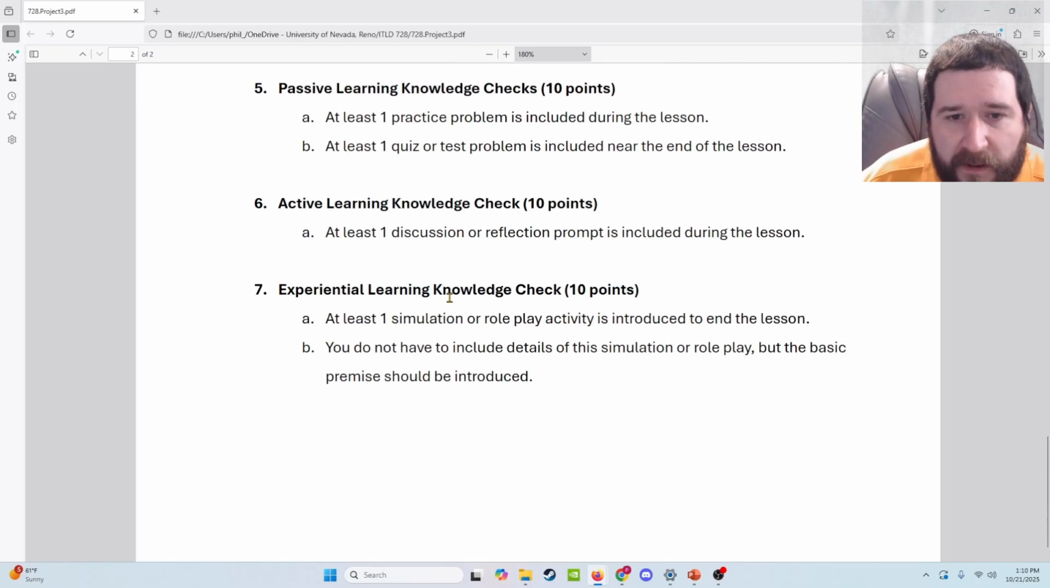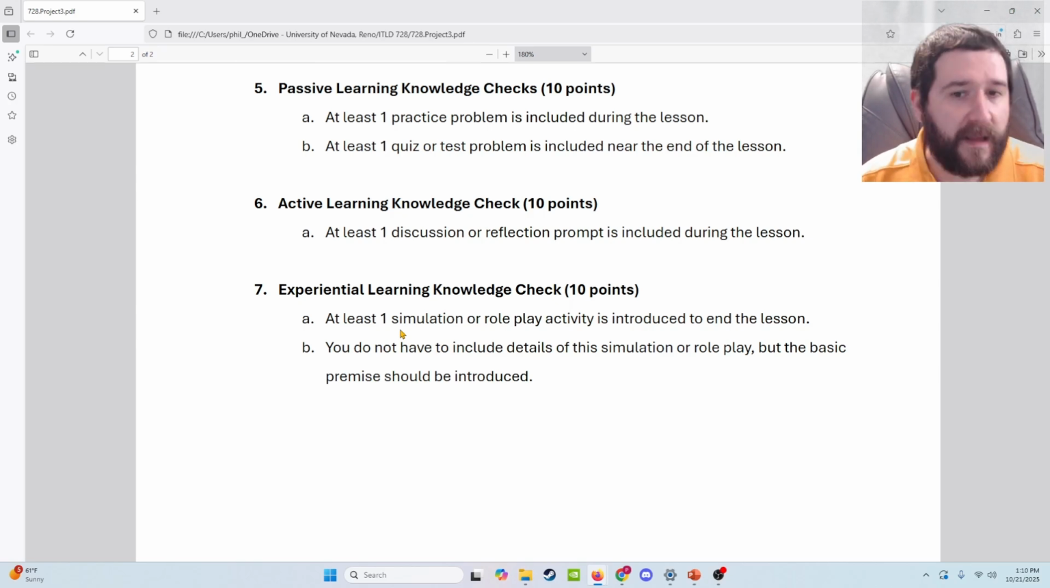And as far as experiential learning, okay, this I would like to include at the end. And I just would like you to talk about 1 simulation or role play activity. Okay, this might be, hey, now that we're done with this lesson, we're going to play this game on X, right? Or we're going to do a role play scenario including this. You don't have to have all the details of that lesson included. I just want a basic premise. I want you all thinking about what simulation would be a good follow-up to the lesson. Okay, and to talk about that.